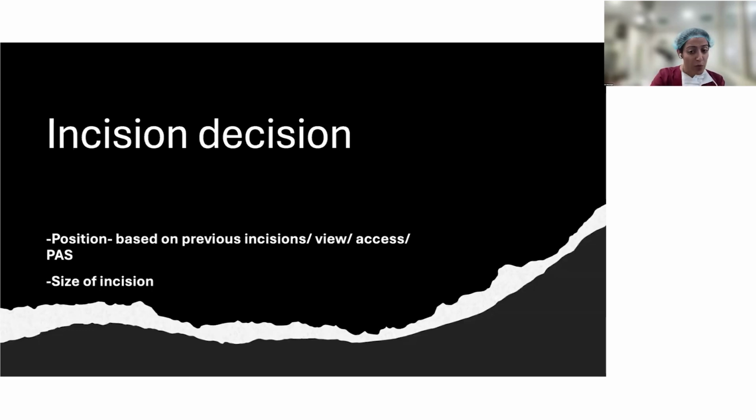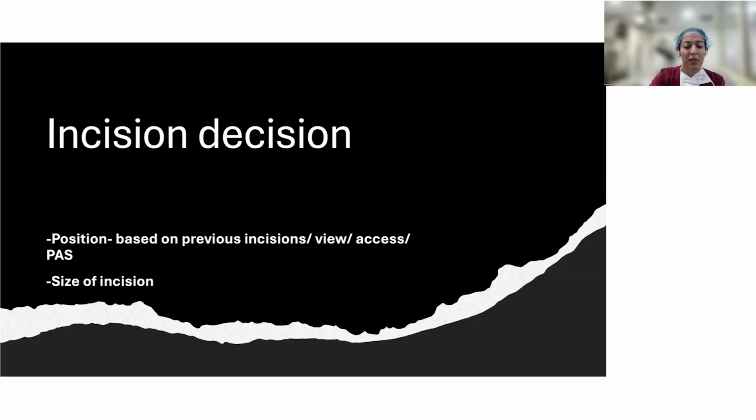Where do you have the best view from? Where do you have the best access from? And a lot of times we prefer to have temporal incisions, but there's nothing fixed that you have to have temporal. It's just that temporal gives you the best access. But if there are PAS which are temporal and you don't have enough view from temporal, it is perfectly okay to make a superior incision also. If there are PAS, we usually like to lyse them. And before we proceed, it's always good practice to put in an air bubble and see that you're maintaining good chamber before you proceed further and make the incision.